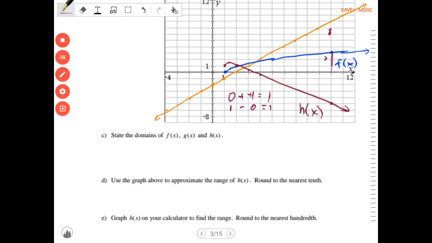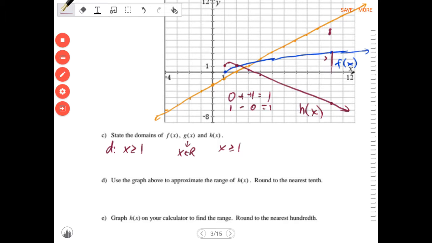Here, we'll do that together in a minute. Okay, regardless, state the domain of f of x. Well, f of x, that was this guy, so the domain of f of x, that is x is bigger than or equal to 1. The domain of g of x, that's the line, so that's x is an element of the reals. And h of x was x is bigger than or equal to 1.